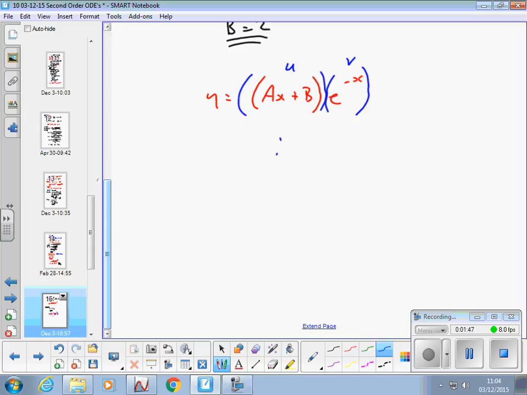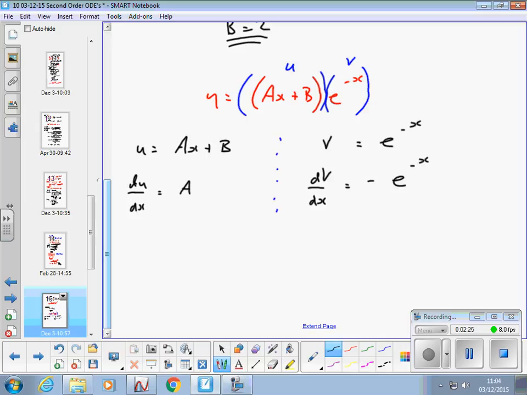So I split my page into two. On the left hand side, what's u? ax plus b. On the right hand side, what's v? e to the minus x. And then we differentiate them. du by dx is a, because the b disappears, it's a constant, and the x disappears. And dv by dx is minus e to the minus x, because the minus 1 comes down and goes in front.